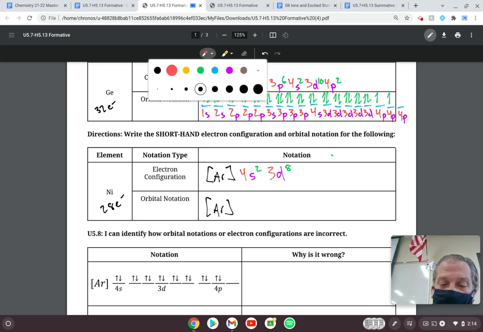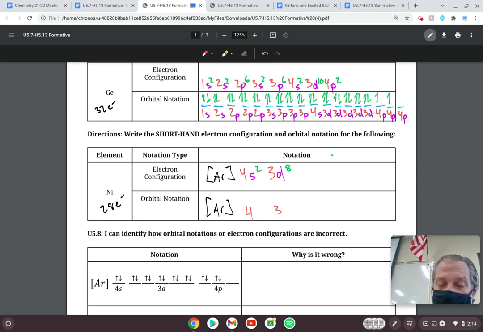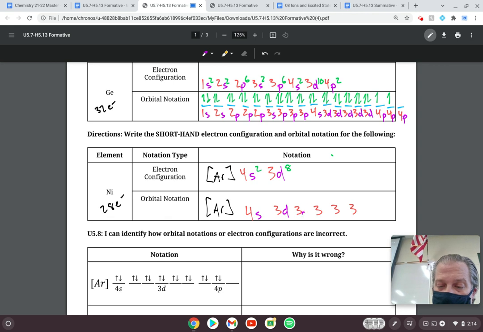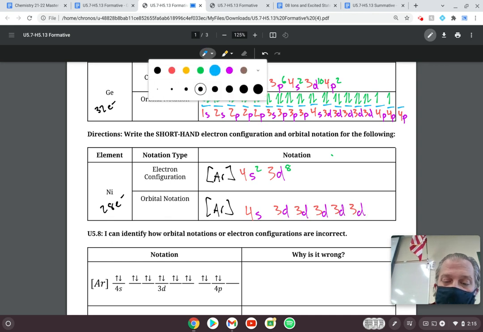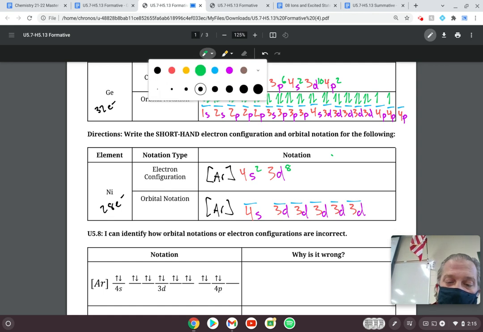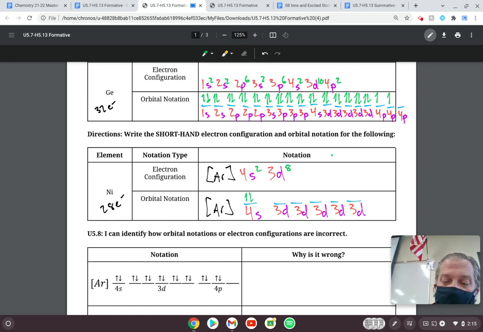So now when I write the orbital notation, I would still write argon. I would write 4s and 3d, just like we've done in the past. I would put the orientation bars in, and then I would use my arrows. So arrow up, arrow down for 4s2, arrow up, arrow up, arrow up, arrow up, arrow up, arrow down, arrow down, arrow down for 3d8. Any questions about this particular one?